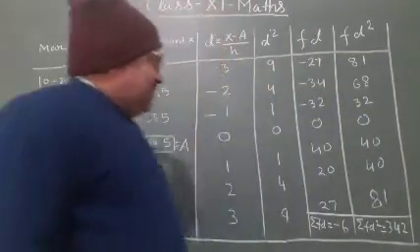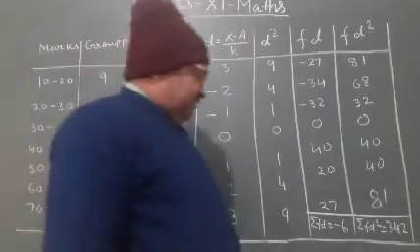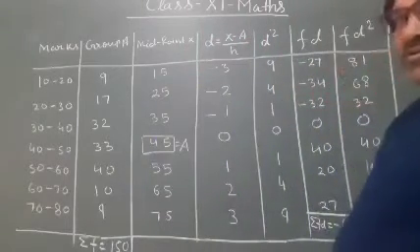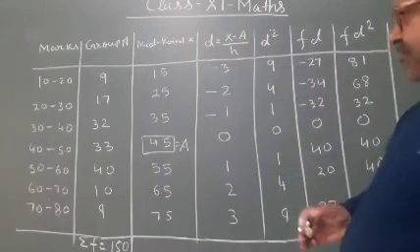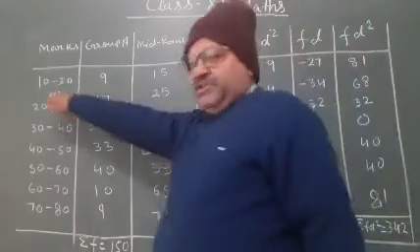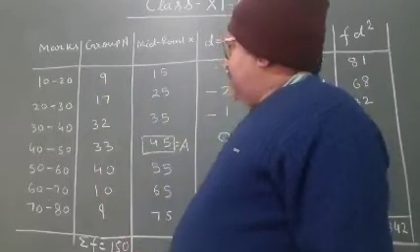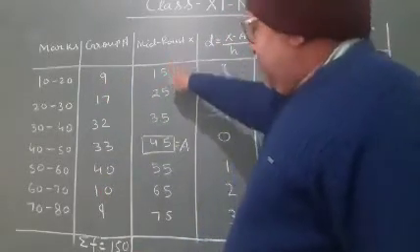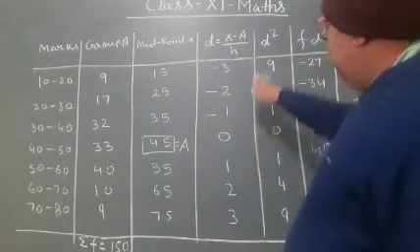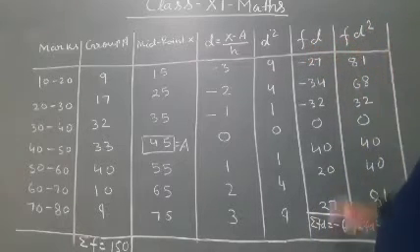We find the table of group A with the help of the frequency distribution table. In this group, marks are the class interval. The frequency distribution of group A, the midpoint of group A, the deviation of group A, d square, f into d, and f d square.